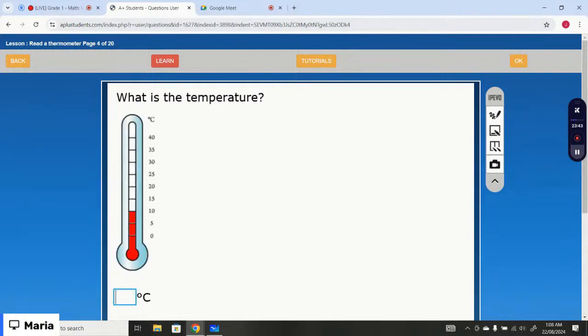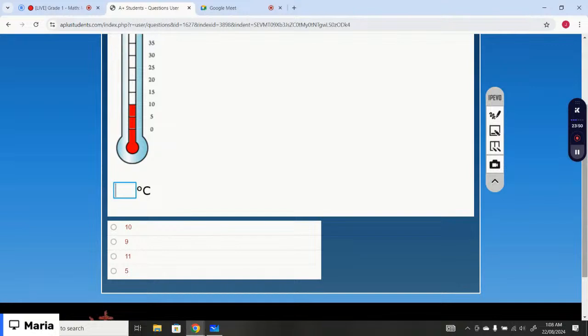Okay, what is the temperature? Which is the correct option? You have to see the temperature and match the temperature. Match the line with the right hand side. So which is the correct option? The correct option is 10 degrees Celsius. Option number 1 is the correct option. That is 10 degree Celsius.